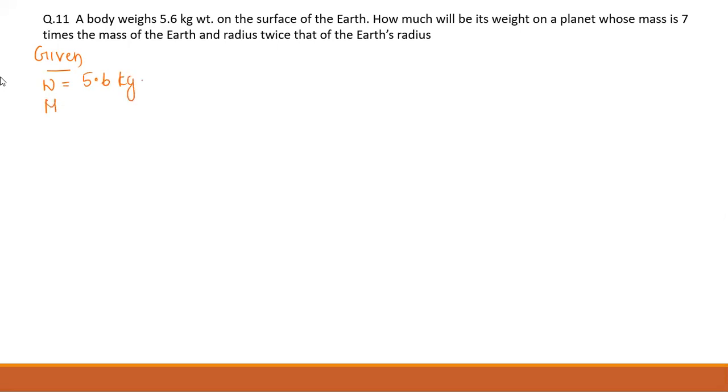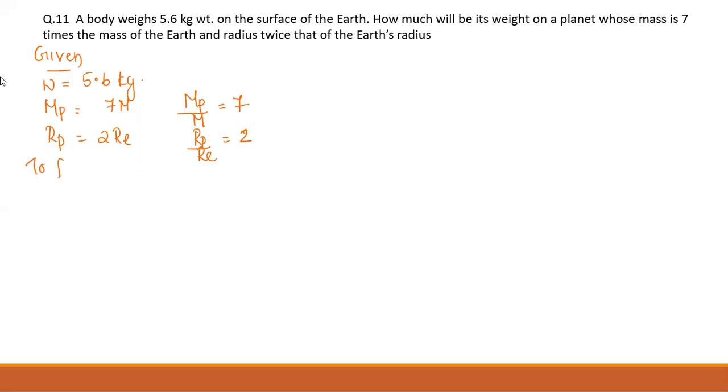Mass of the planet is given. Mass of the planet is 7 times the mass of the earth, that is 7M. Mass of the earth is M. From this we can write Mp upon M is equal to 7. Now, the radius is twice the earth radius. So the radius of the planet is twice the radius of the earth. That is rp upon re is 2. We want to find out the weight on the planet.